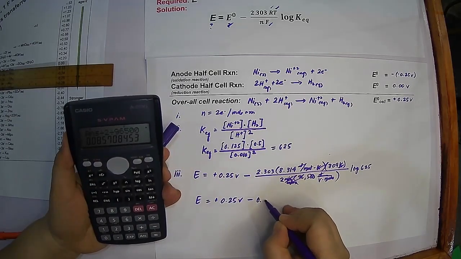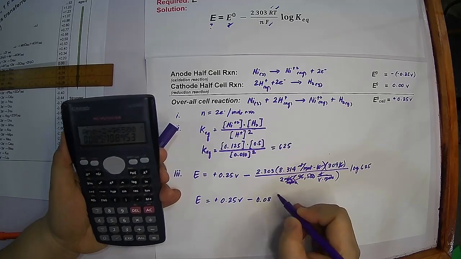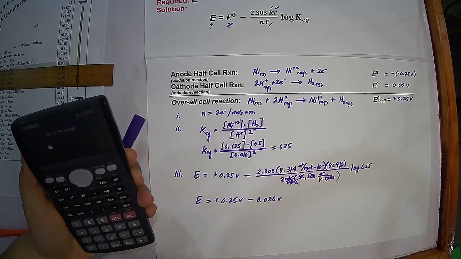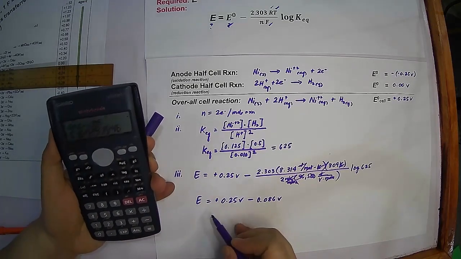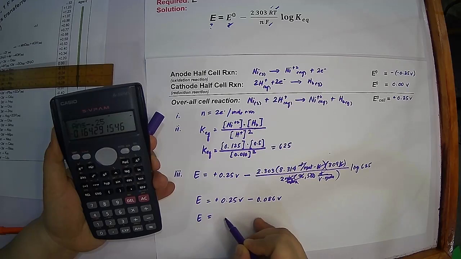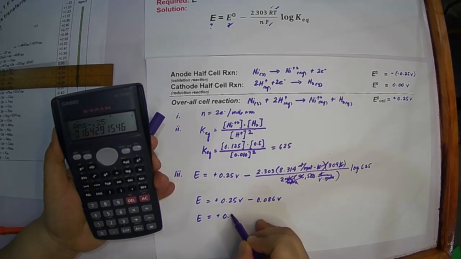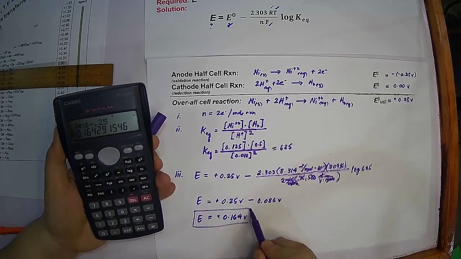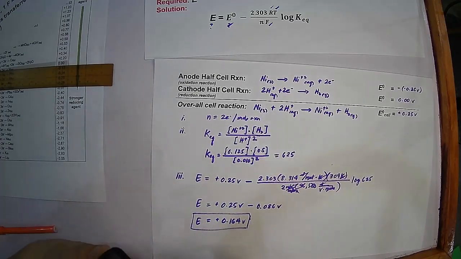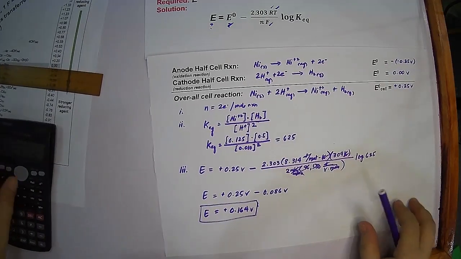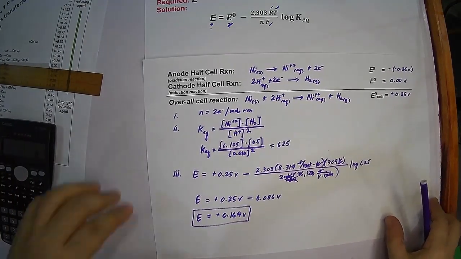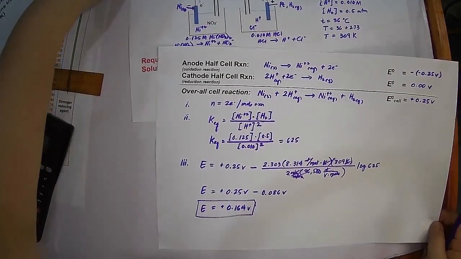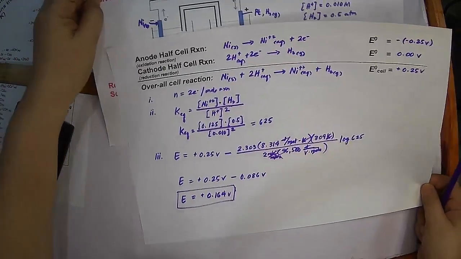This is 0.086 volt. So the potential is positive 0.64 volts. Okay. Okay, that's all for computing the potential of a cell which is at a non-standard condition.